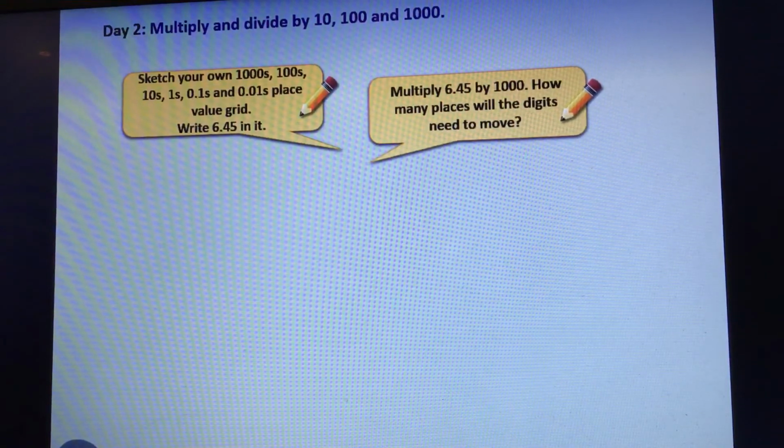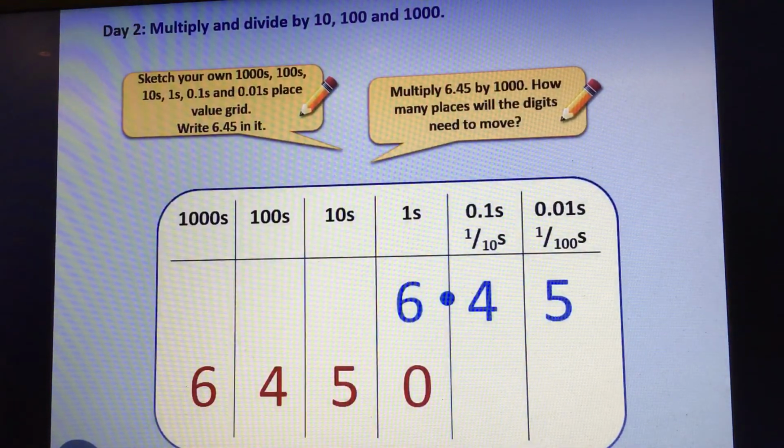Okay, and you should have this. Ta-da! How many places has it moved? I can see there that 6 has moved 1, 2, 3 places. Yeah, that makes sense, doesn't it? Because there are 3 zeros in 1,000, so I move 3 places when I am multiplying by 1,000.